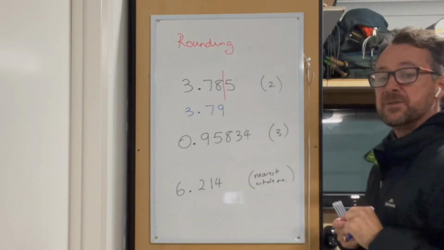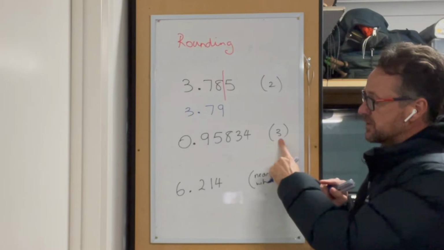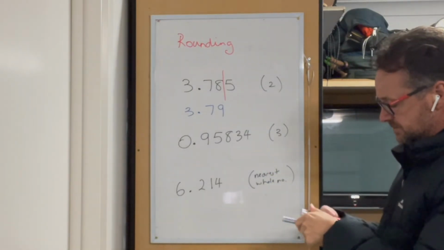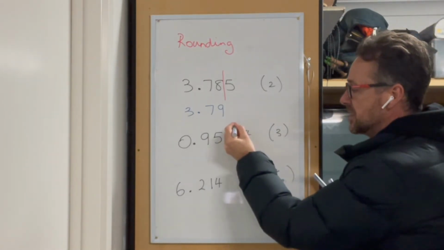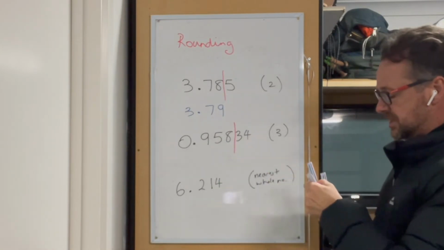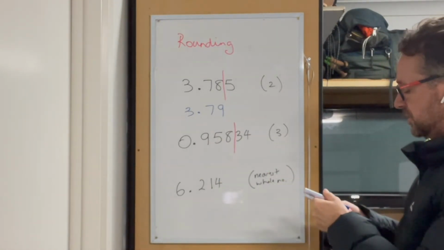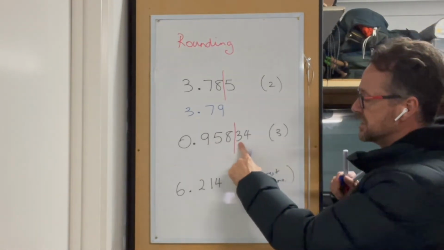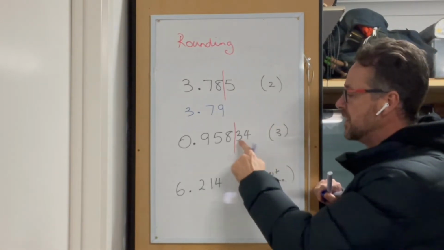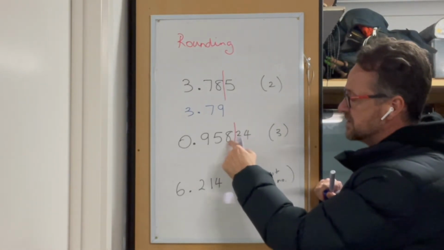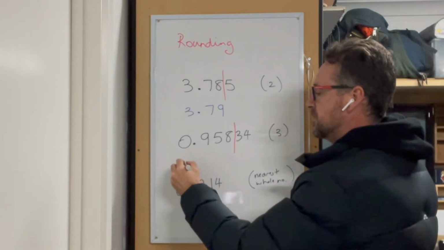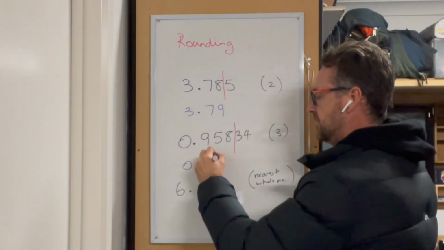Here we have one with 5 decimal places, and we're told we have to round it off to 3 decimal places. So the same process. So 3 decimal places after the decimal point, and we're looking again at the next number here. It's a 3, so it's less than 5. So we round it down, so it rounds back down to 8. So this becomes 0.958.